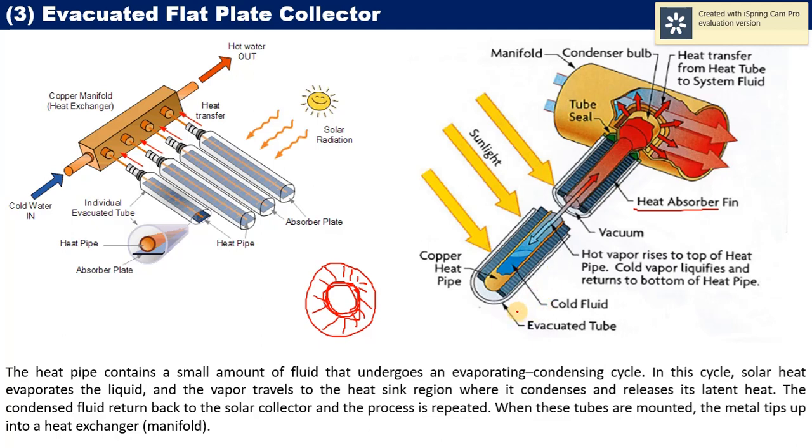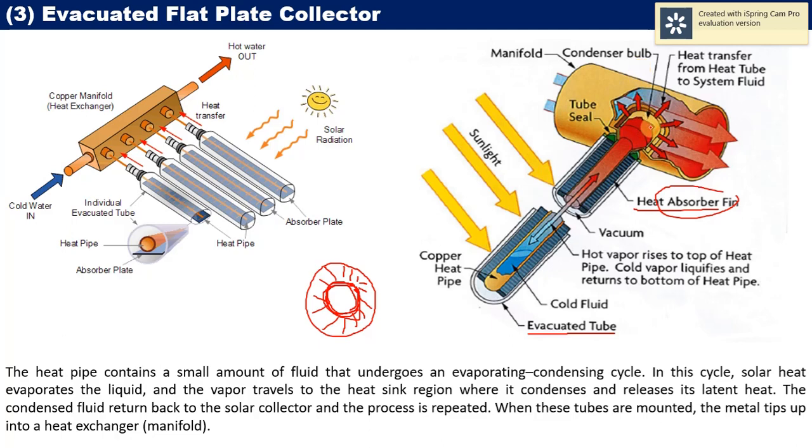The outer surface is this one, and the space between the tubes is called the evacuated tube. So the two tubes are there, and inside we have the absorptive surface. Inside this we have the heat pipe, and this heat pipe contains a fluid. This cold fluid, by absorbing the heat energy from the solar radiation, is converted into steam, and this steam rises up and comes into the condenser bulb.